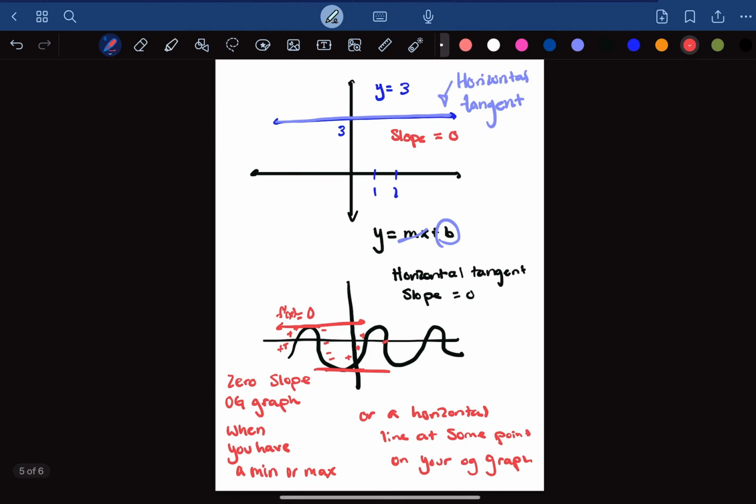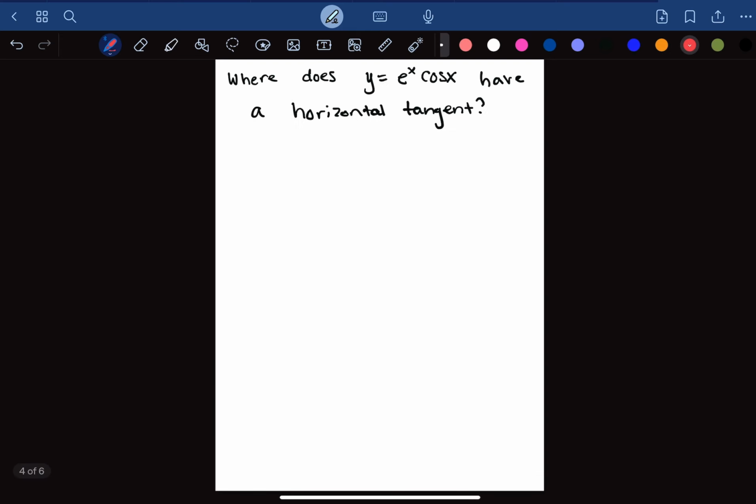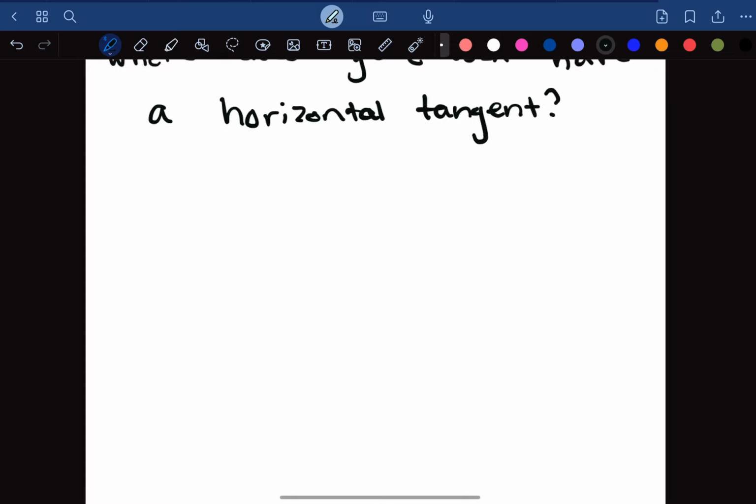So this is just to kind of show you guys what exactly we're talking about with horizontal tangents and these problems. And so now going back here, we have y is equal to e to the x times cosine x. I am not going to graph this because that would be a lot of extra work when all I really need to do for this problem is take my derivative.